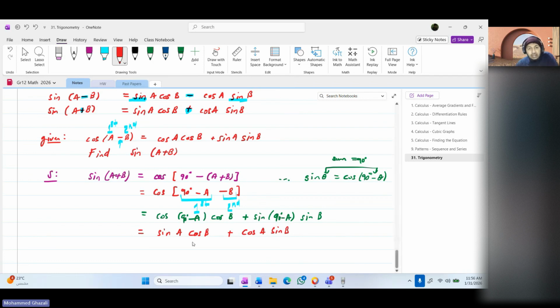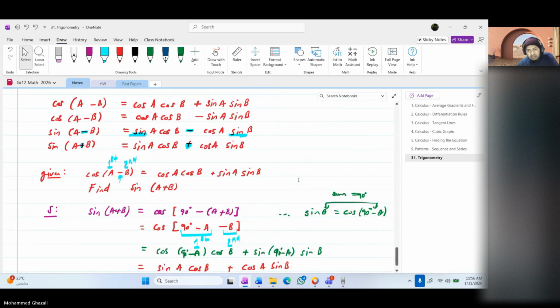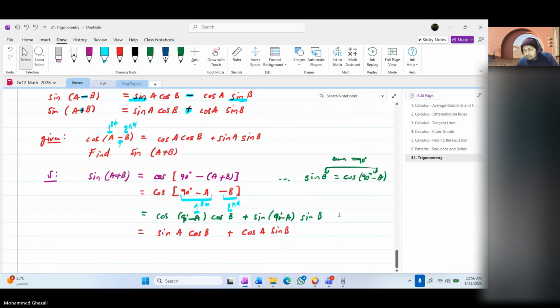Right, enough? So I can take any of these formulas to manipulate the other. So it becomes very simple. Make sense, guys? You'll see more examples like these. Mishka, we good?